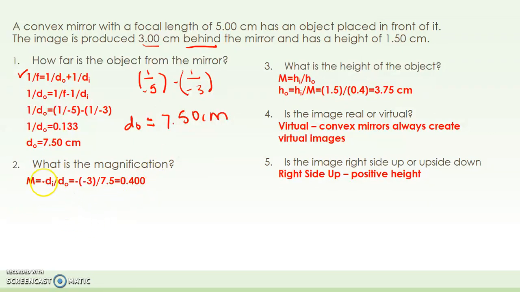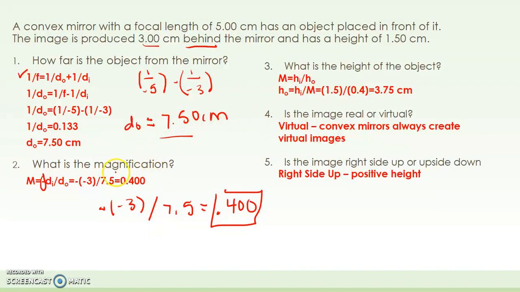The magnification, again, don't forget that negative right there. So we have -(-3) because of the location, divided by 7.5, which is what we calculated here. And we should get 0.400 for the total magnification. Notice there's no units for that. What is the height of the object? So we're going to solve for the object height, which is HO. We know the image height and the magnification. We plug in what we know, and we should get 3.75 centimeters.